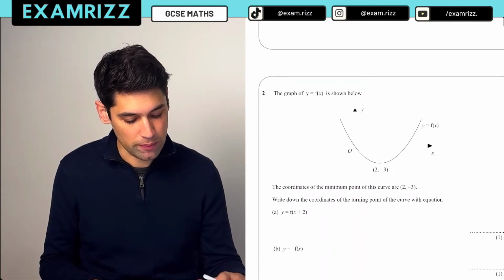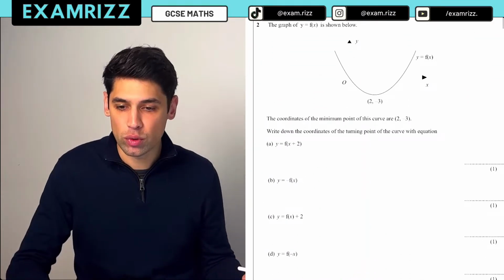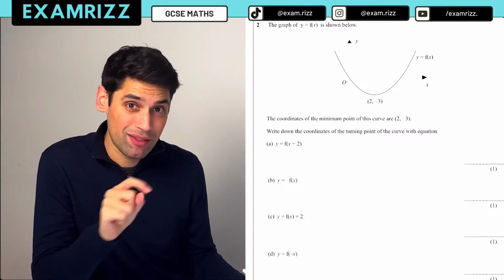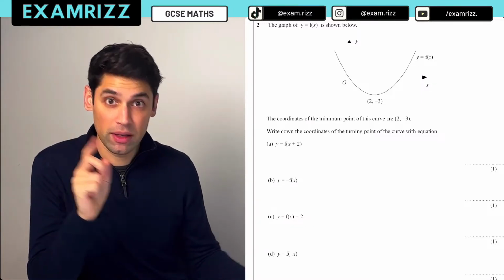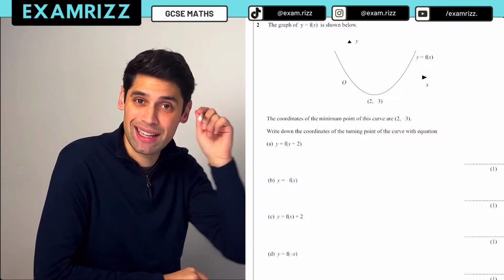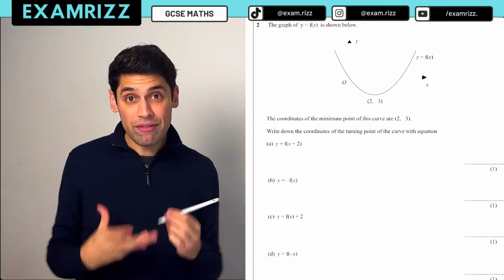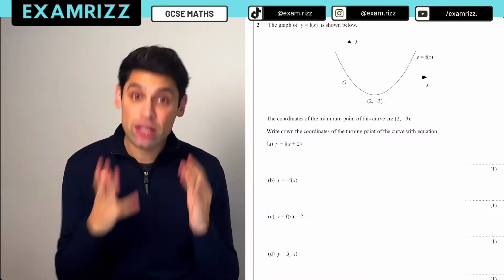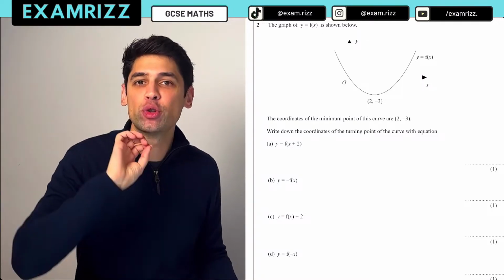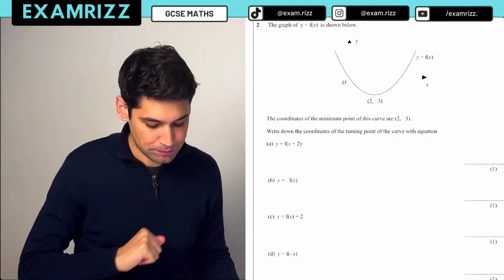So let's go to our next question here. I'll go over those rules again. We need to remember how to identify if it's an x or a y transformation. If the change is inside the bracket, it's an x. If the change is outside the bracket, it's a y transformation. Whatever the change is, that is what happens to those coordinates, except x transformations will do the opposite of what you expect.